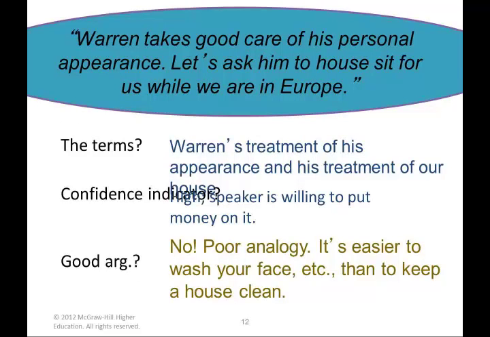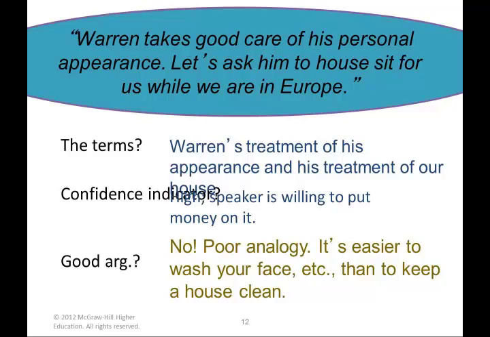Let's do another one. Warren takes good care of his personal appearance. Let's ask him to house sit for us while we're in Europe. Very good. Now, what are the terms of the analogy, or what are the analogs here? What are the premise and the conclusion analogs here? Well, the thing that we are interested in concluding is that Warren will take good care of our house for us while we're in Europe. That's our conclusion analog. What are we comparing to know that that's the case? What's our premise analog? Well, he takes really good care of his personal appearance.